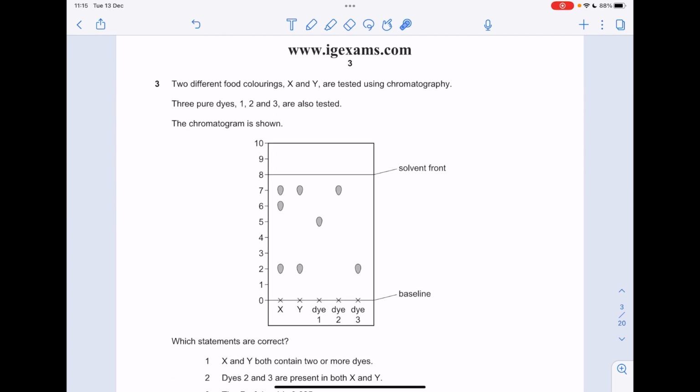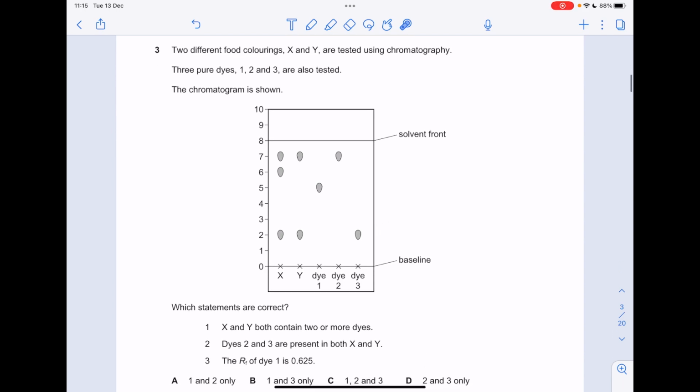3. 2 different food colourings, X and Y, are tested using chromatography. 3 pure dyes, 1, 2, 3 are also tested. The chromatogram is shown. Which statements are correct? X and Y both contain 2 or more dyes. You can count them. Look, X contains 3 dyes, Y contains 2 dyes, so that's certainly true.